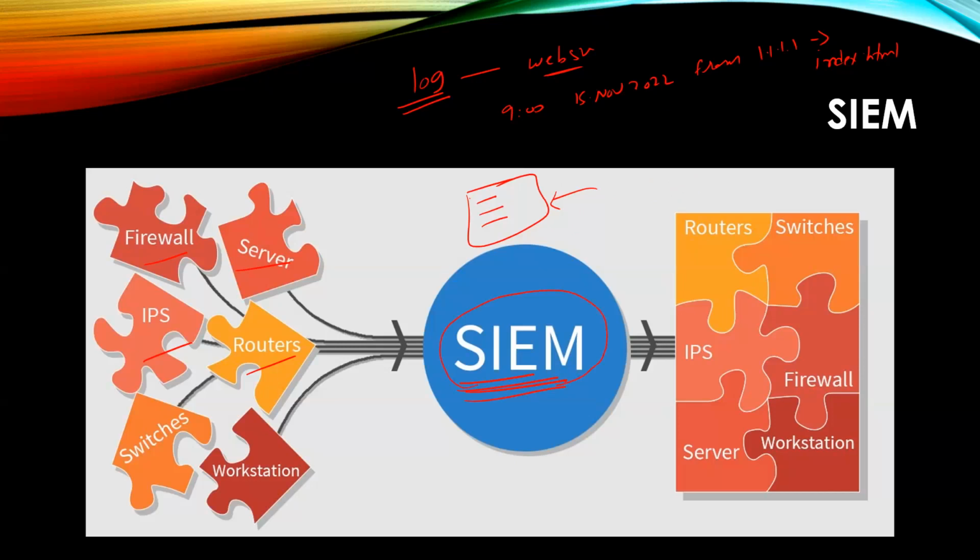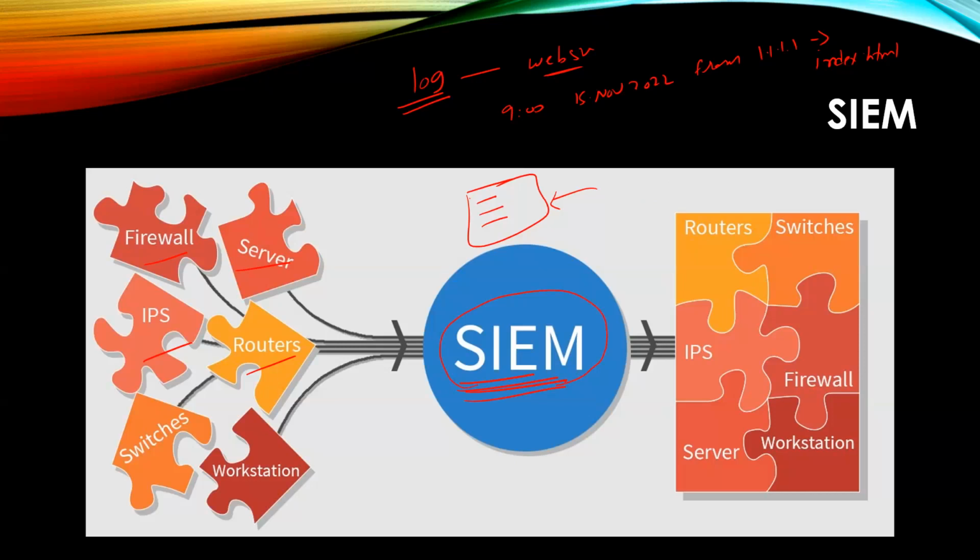So now the administrator does not have to go to each and every computer, each and every server and all, and see what log messages are generated. Right. SIEM will take all the log messages from all the different resources in your network and then show you on the dashboard if everything is all right or not.